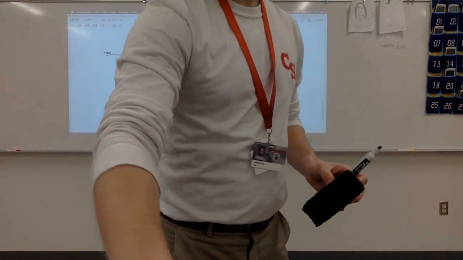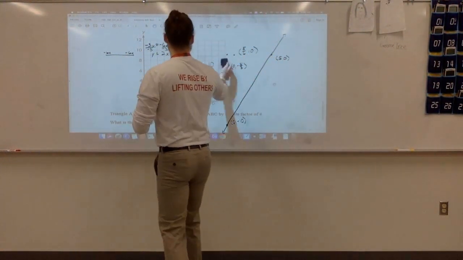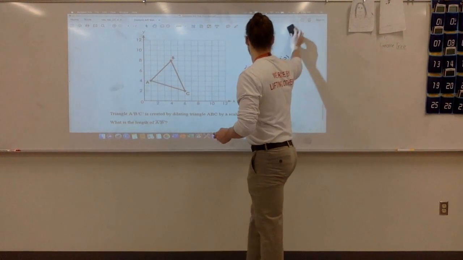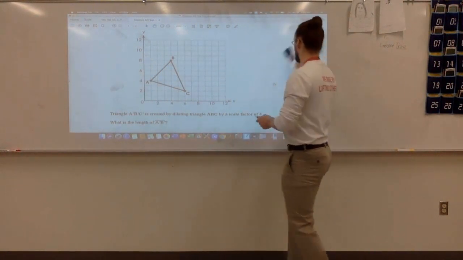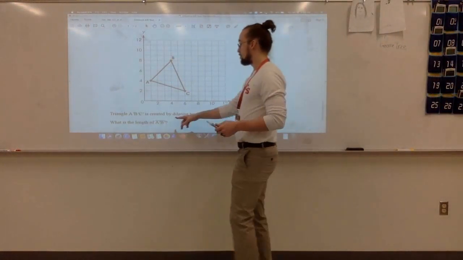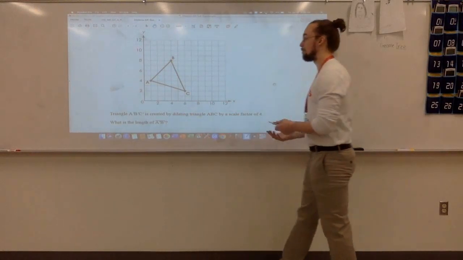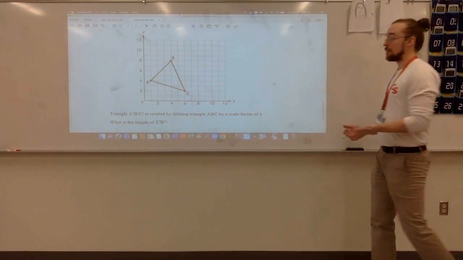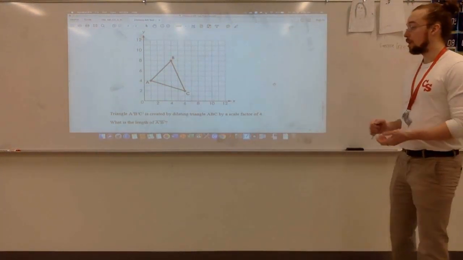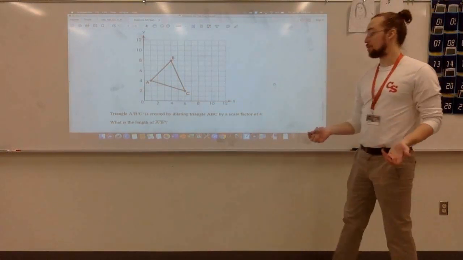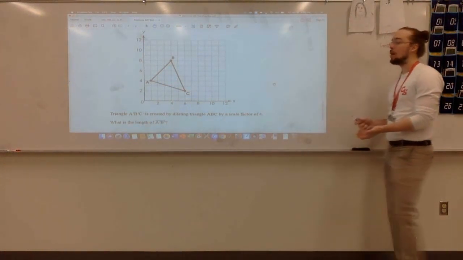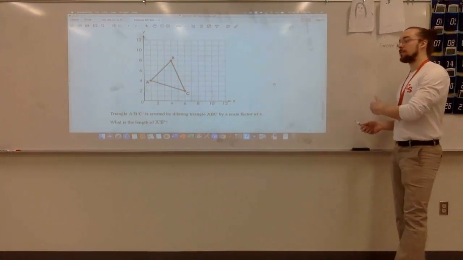So this one doesn't specify what we are dilating about, but to answer the question, it doesn't actually matter. I'll show you why. It says we've got some new triangle, A prime, B prime, C prime, that's created by dilating this triangle, ABC, by a scale factor of 4. It doesn't tell us where we're dilating about, but it doesn't matter because it doesn't ask for any coordinates. It just asks for the length of A prime, B prime.